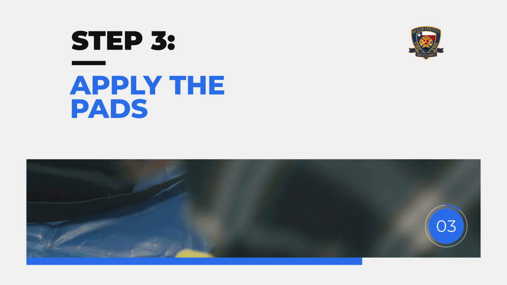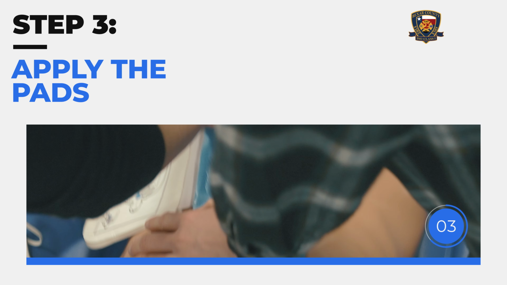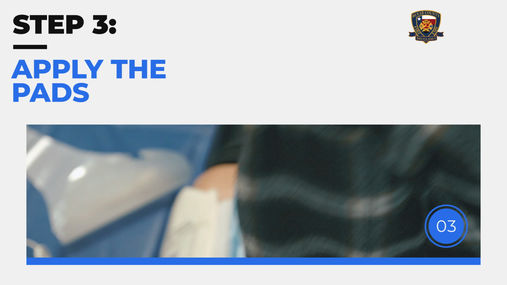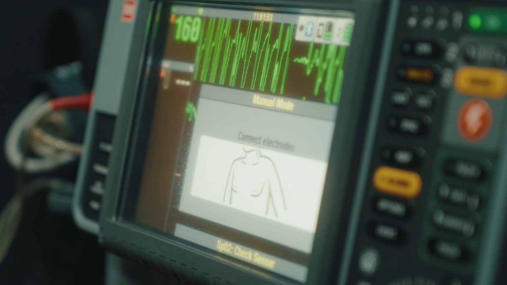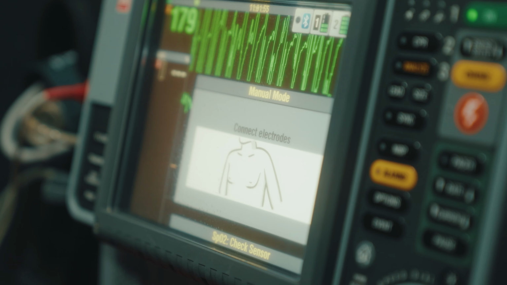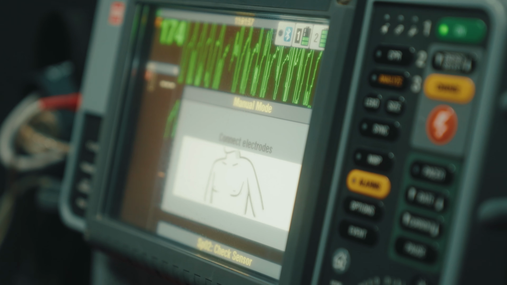Step 3. Apply the pads. You will be instructed by the AED to apply pads to the victim's bare chest using the pictures shown on the pads. If they are wearing an underwire bra or have jewelry in the area where the pads need to be applied, quickly remove them. Modesty and privacy is a concern, however, saving their life is what's most important.